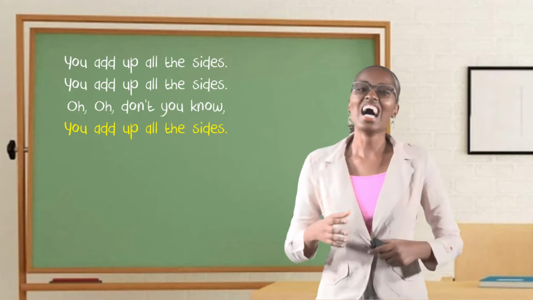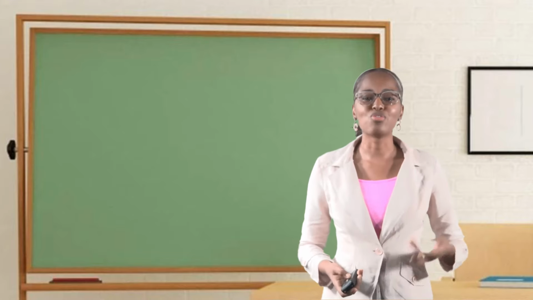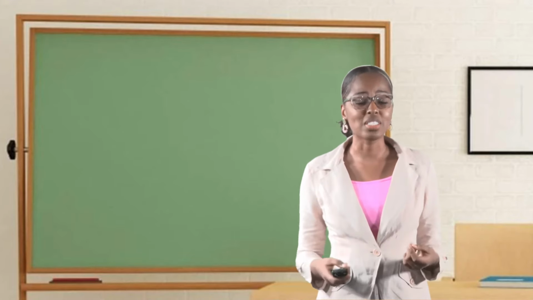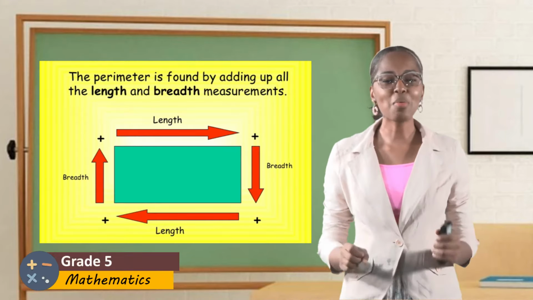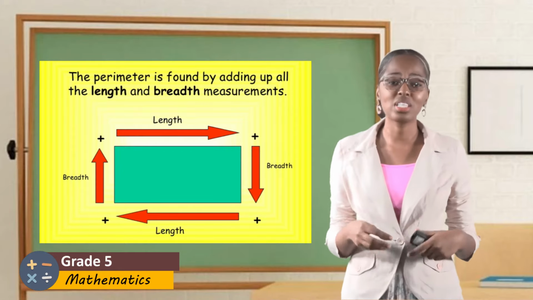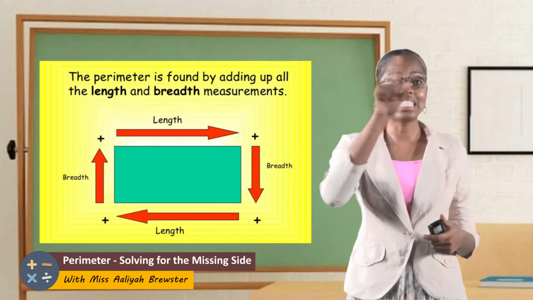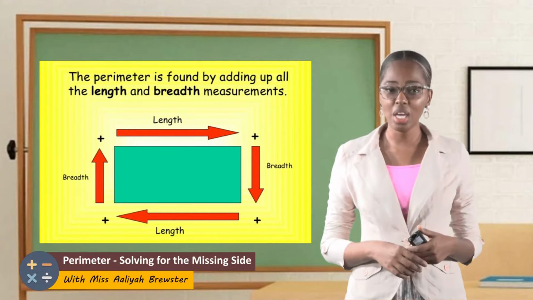Whew! I hope you enjoyed that song, boys and girls. Now let's move on to recap what perimeter is. From that song, you would have noticed that perimeter is about adding all the sides. And really and truly, perimeter is the measurement or the distance around a plane shape.